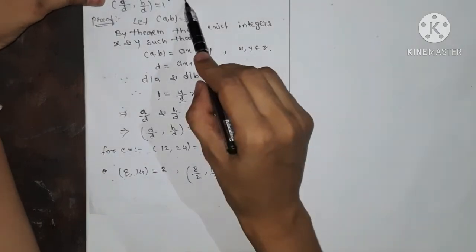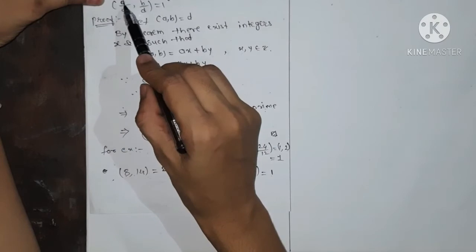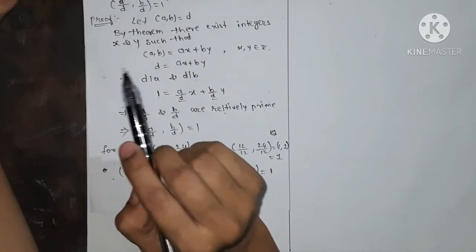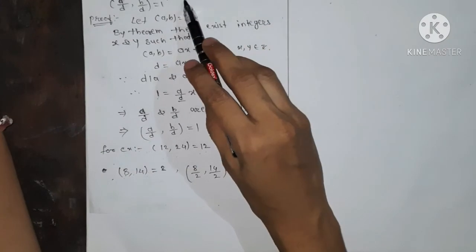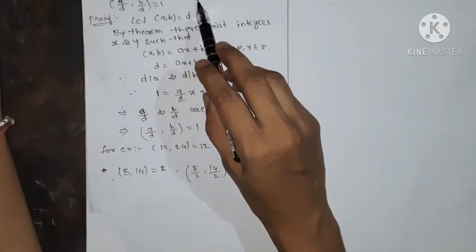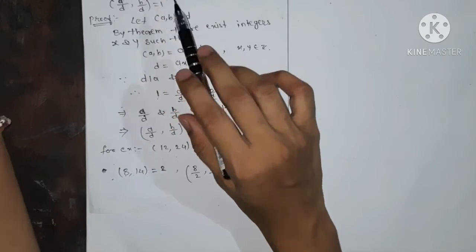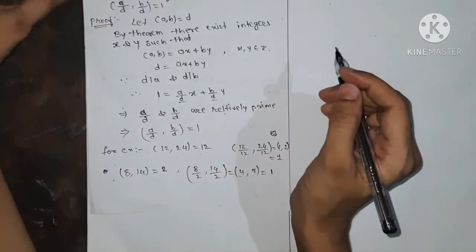So if GCD of A comma B equals D, then the GCD of A upon D comma B upon D is equal to 1. That is, if we divide the numbers by their GCD, then the GCD of those numbers is equal to 1. Now we see the next theorem.